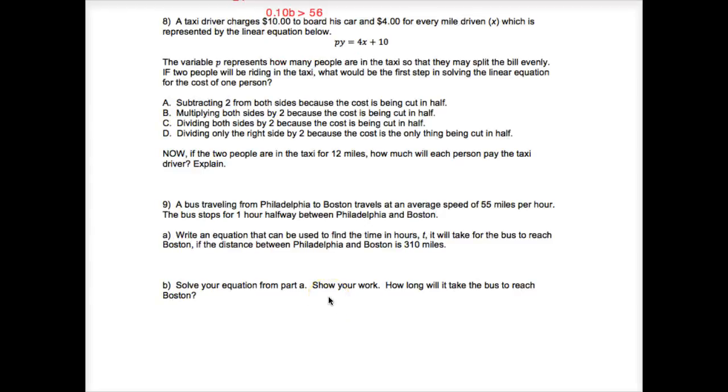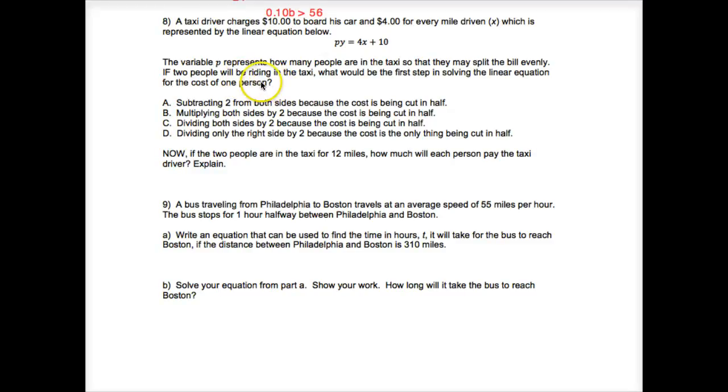Okay, number 8, the problem with the taxi driver here. It's really important anytime you have word problems to make sure that you're paying attention to how they define the variables. So here it says the variable P represents how many people are in the taxi. Then it also tells you up here that X stands for number of miles driven. So it wants to know if 2 people will be riding in the taxi, what would the first step in solving the linear equation for the cost of 1 person be?